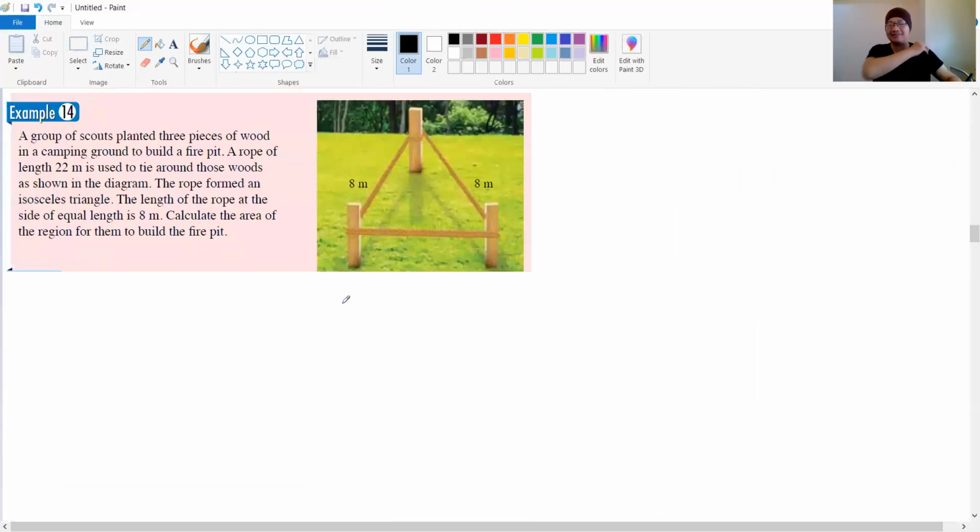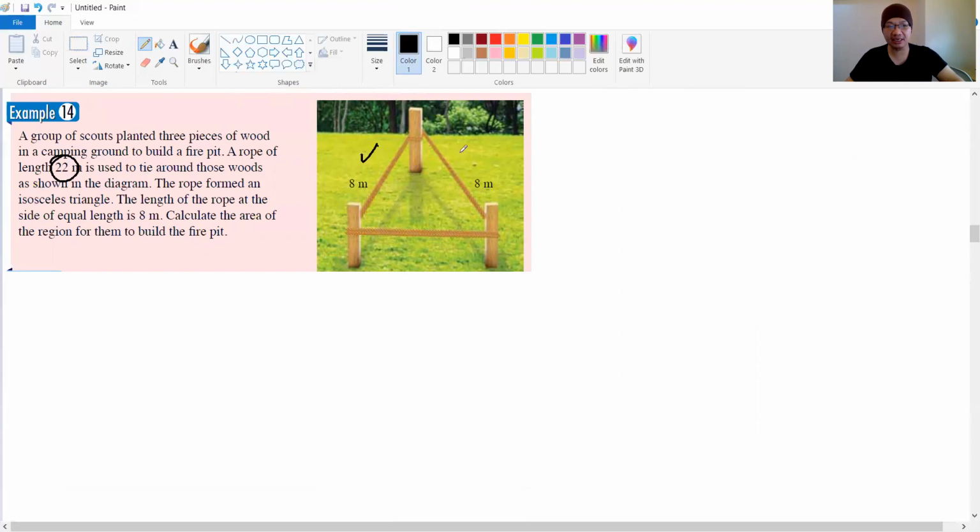Okay, guys, let's look at example 14. A group of scouts planted 3 pieces of wood in a camping ground to build a fire pit. A rope length of 22 meters is used. The 22 meters is very important here. It determines the length of the rope, which means the perimeter of the triangle.